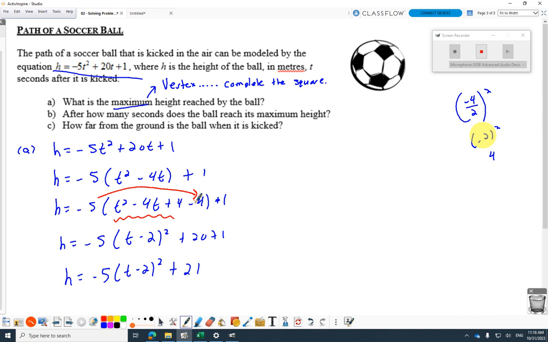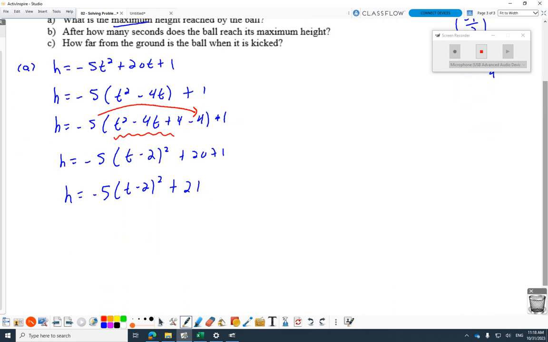Now, I say once you've completed the square like that, then draw a little tiny diagram of what the heck is going on here. And what we found out is that at time 2, this thing has a height of 21. Now I'm opening it downwards. Anyone tell me why it's opening downwards here? What is it about this question that tells me it's opening? Maximums up at the top. Yeah, and with the negative out there, it's opening downwards.